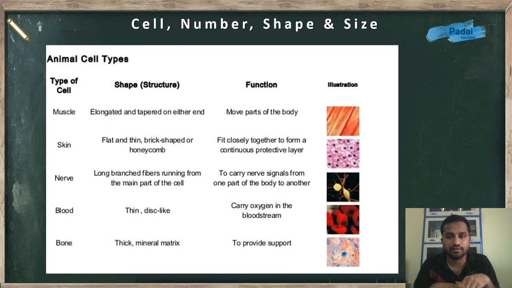And here I have given a list of cells, their shape and function. So you have muscle cell, skin cell, bone cell. Every cell is different from one another in size and shape. Basically the size and shape depends on the function of the cell. So please go through this so that you will get a better idea how the function is actually responsible for the size and shape of the cell.